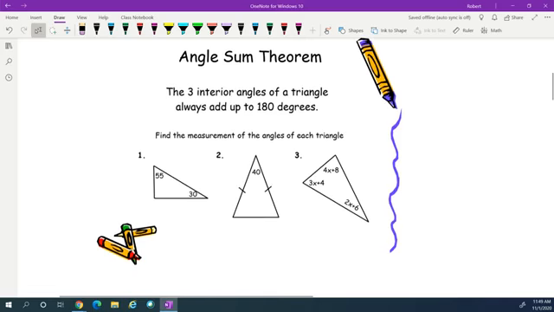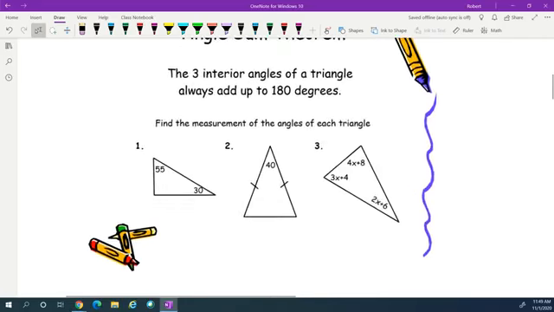We've already been working with this. The three interior angles of a triangle always add up to 180 degrees. That's just called the angle sum theorem of a triangle. But again, it's something that we've already been working on, and we'll tie it into what we're discussing here. So we're asked to find the missing angle, or the angles of the triangle. So let's see what we have going on here, and I'm just going to blow this up.